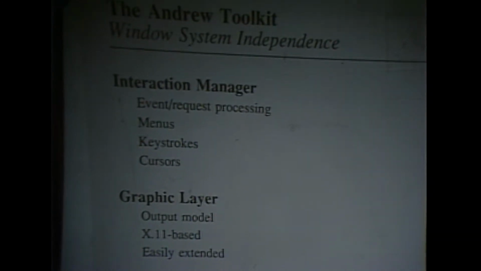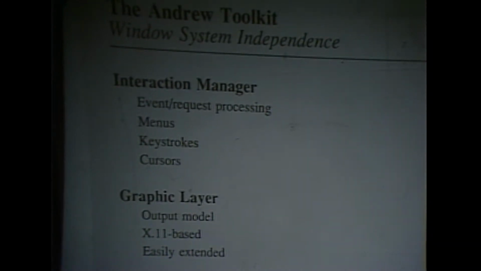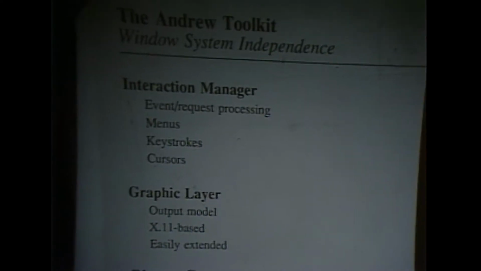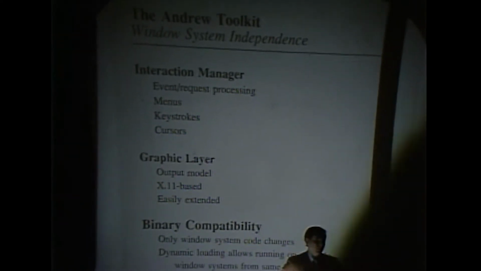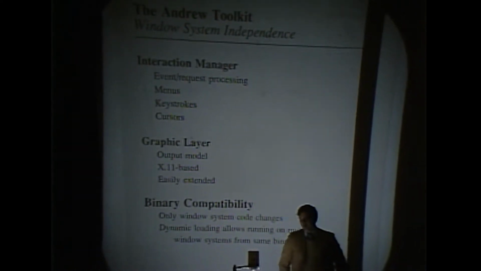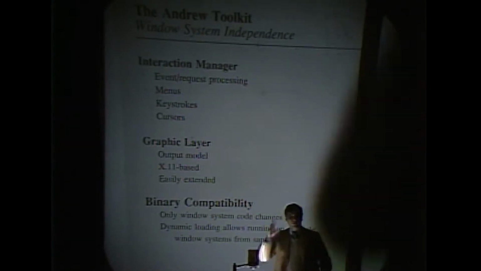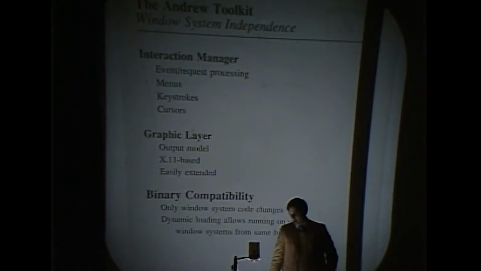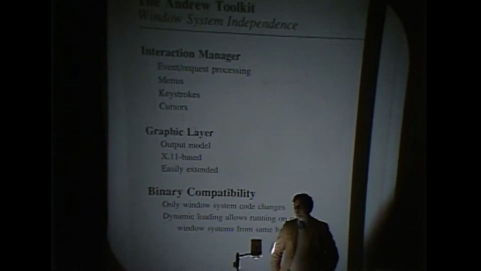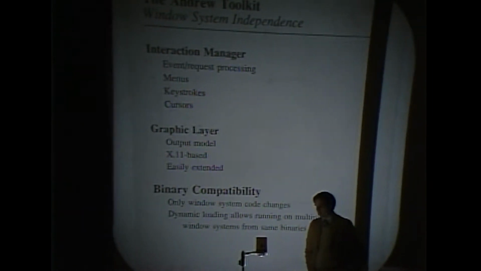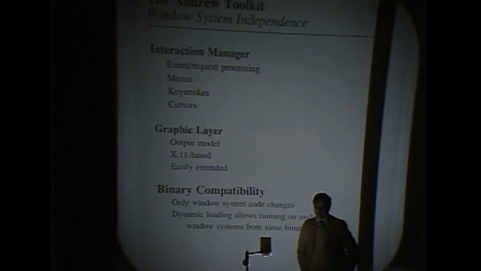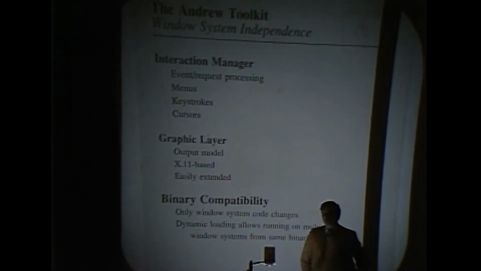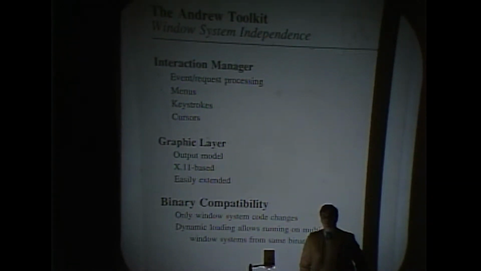The final area in working that we had was window system independence. This is basically accomplished using two different types of objects. One is the interaction manager. It's the topmost view of the view tree. Its responsibilities are essentially translating events that come from the window system into the Andrew Toolkit event structure and taking requests from its children and posting them to the window system.